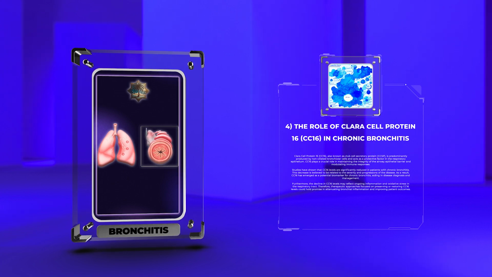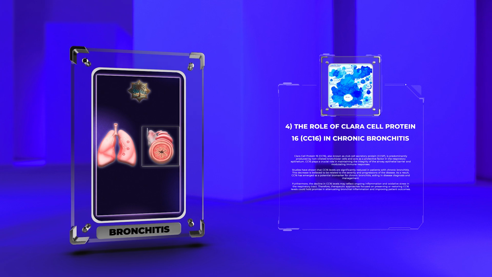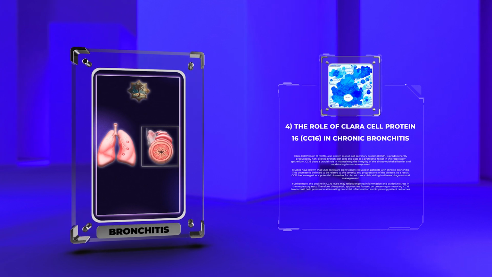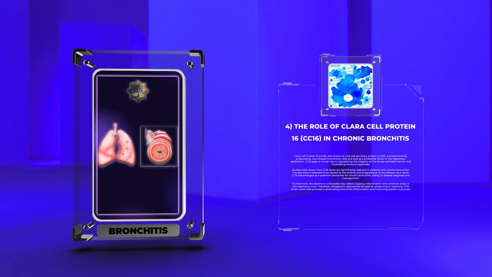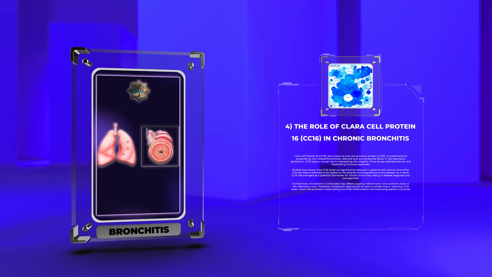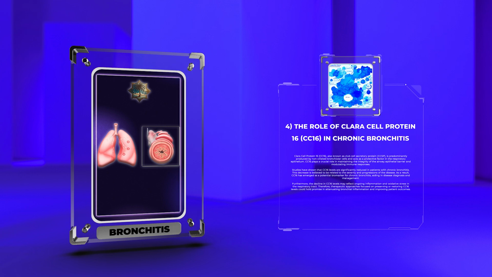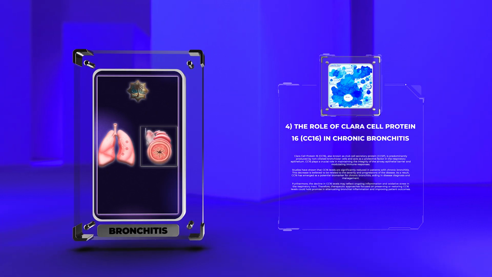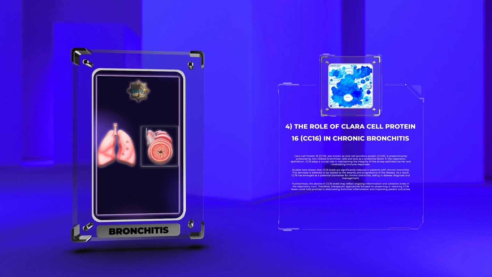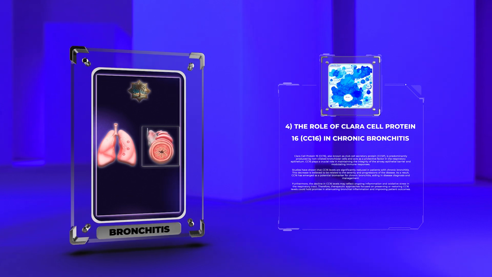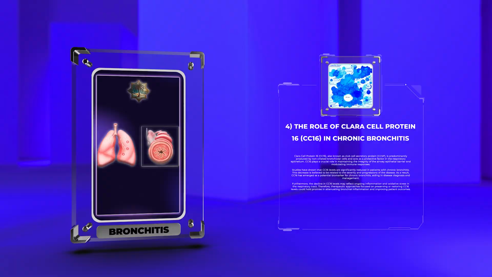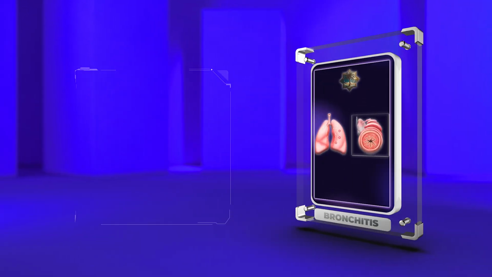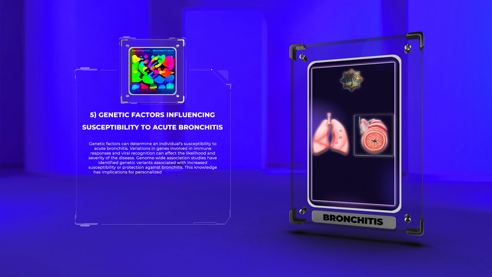As a result, CC16 has emerged as a potential biomarker for chronic bronchitis, aiding in disease diagnosis and management. Furthermore, the decline in CC16 levels may reflect ongoing inflammation and oxidative stress in the respiratory tract. Therefore, therapeutic approaches focused on preserving or restoring CC16 levels could hold promise in attenuating bronchial inflammation and improving patient outcomes. Genetic factors can determine an individual's susceptibility to acute bronchitis.